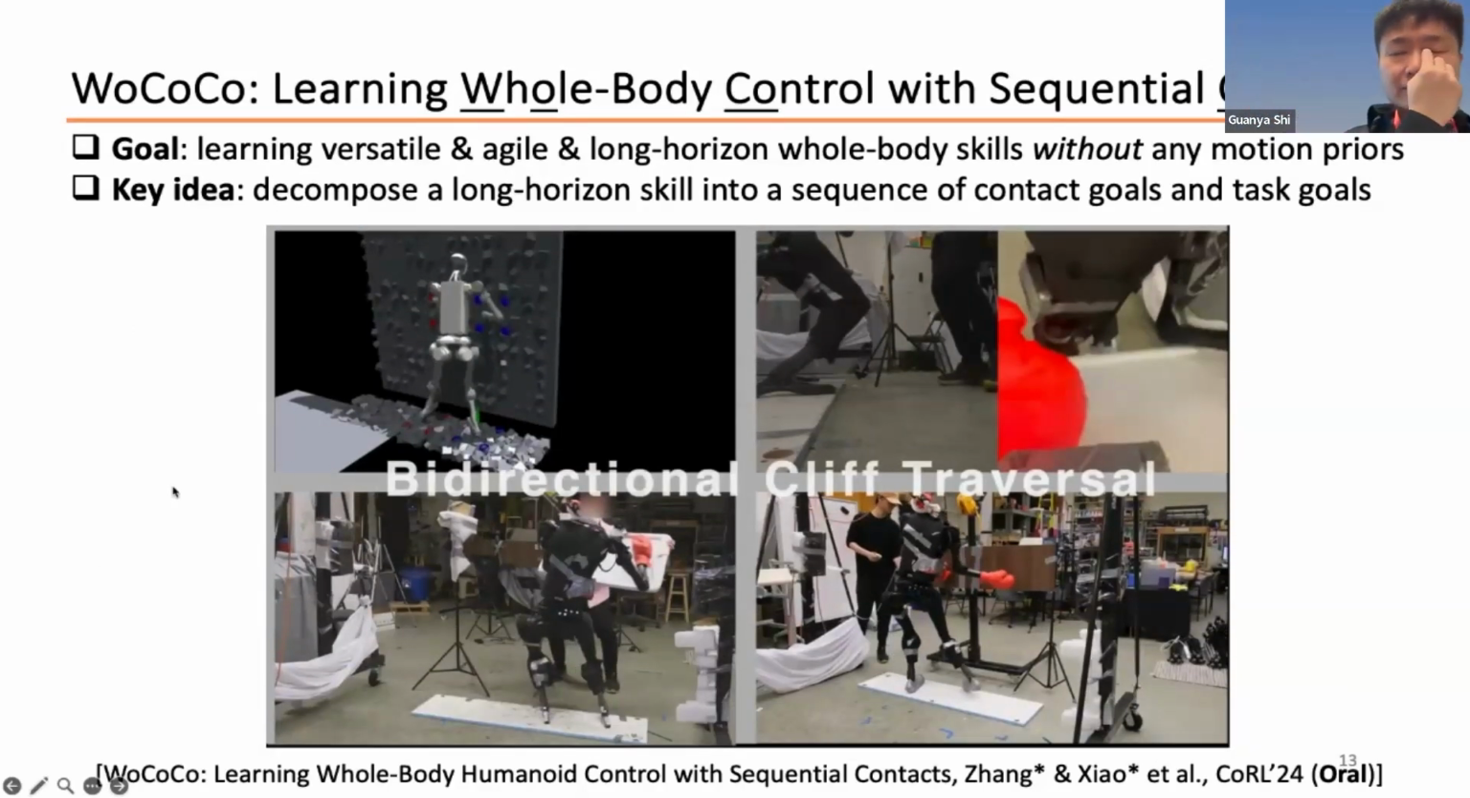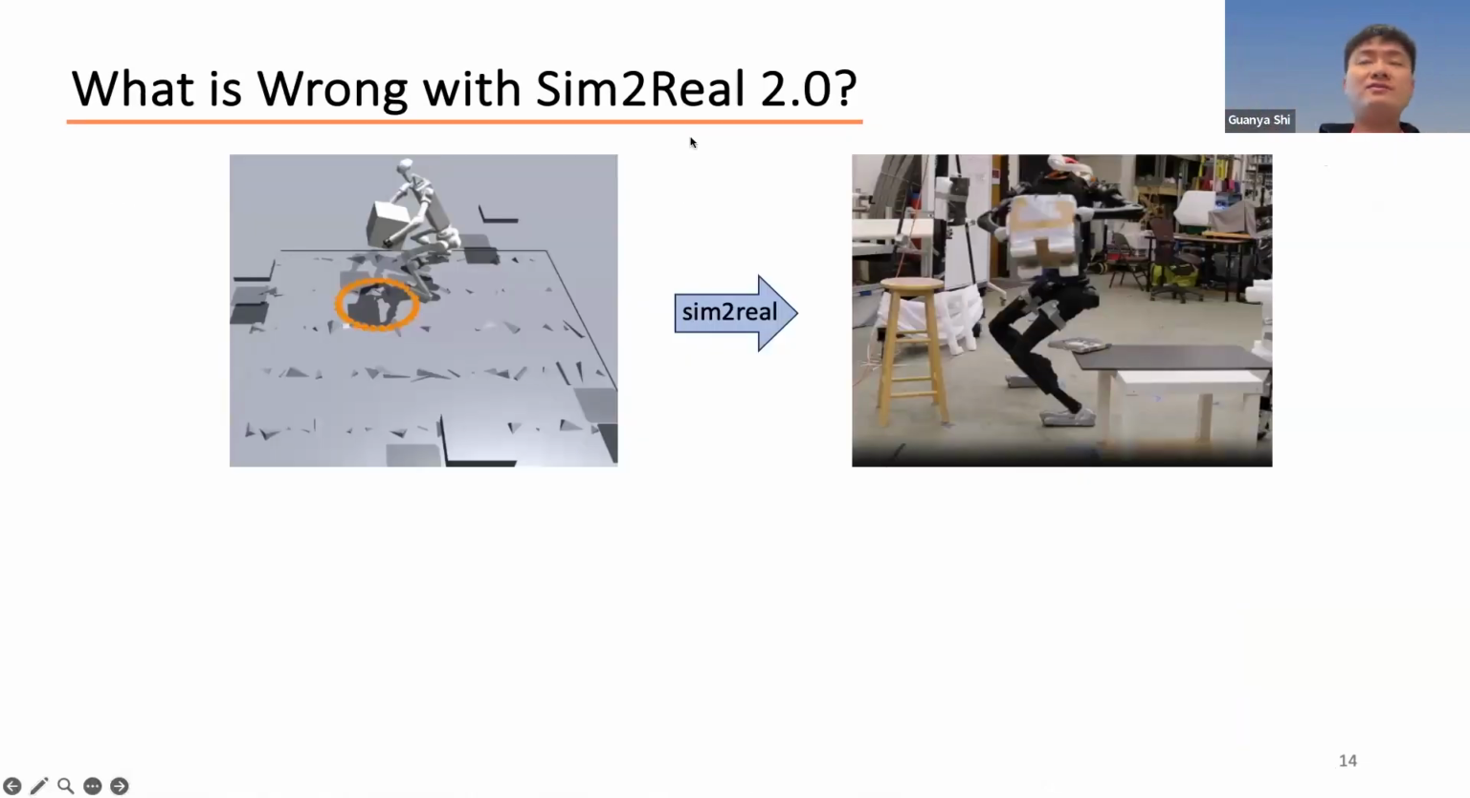I don't have time to go into details, but the high-level point I want to make here is if you don't have human motion priors, learning could be very hard. You need something else. So the key idea of VoCoCo is we decompose a long-horizon skill into a sequence of sub-skills, and we learn the sub-skills from a sequence of contact goals and task goals. All right, this is Sim2Real 2.0. Very promising. Translate a reinforcement learning policy from simulation to the real world zero-shot. So what's wrong with it, right?